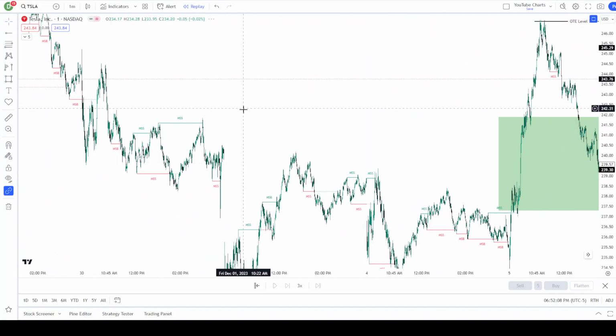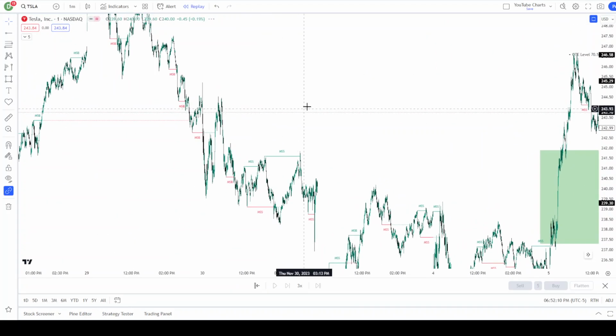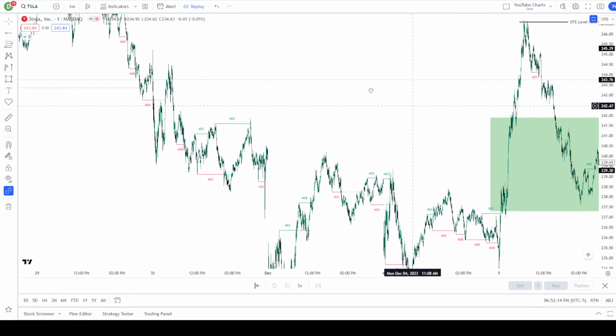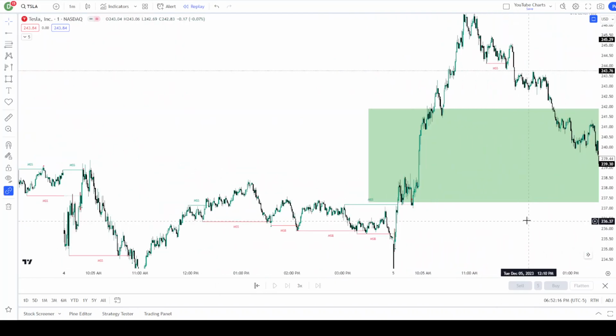I'm sure there was some kind of higher time frame high or something that was targeted as to why price reached to that specific point. But you can see sometimes these shifts can be good entry.